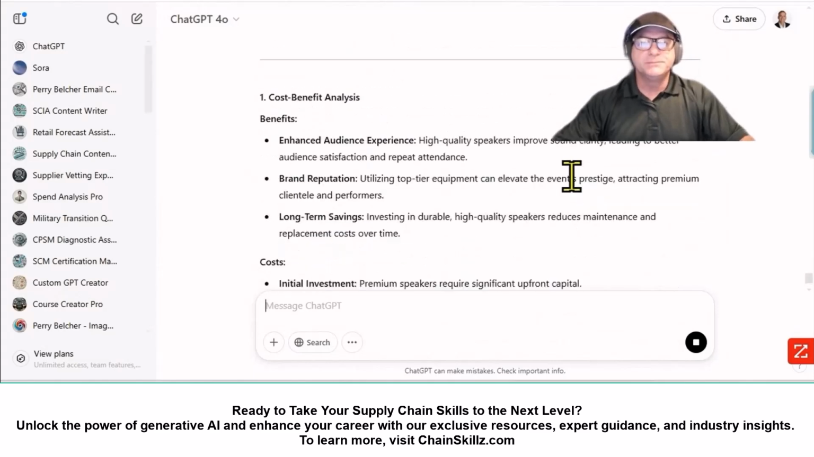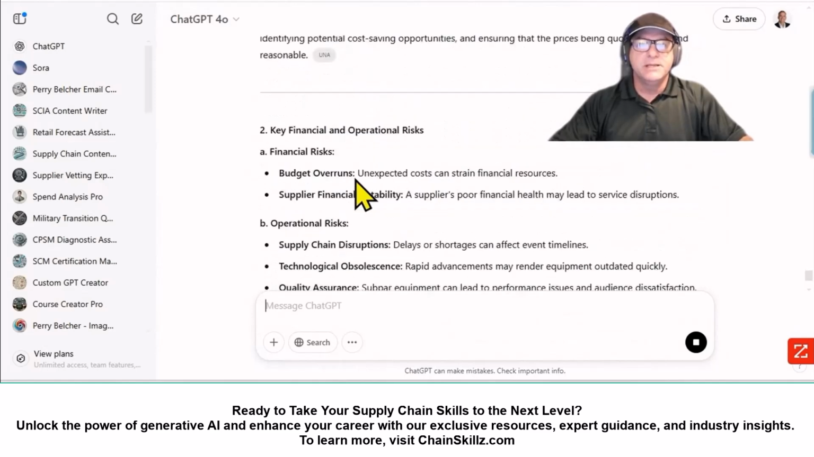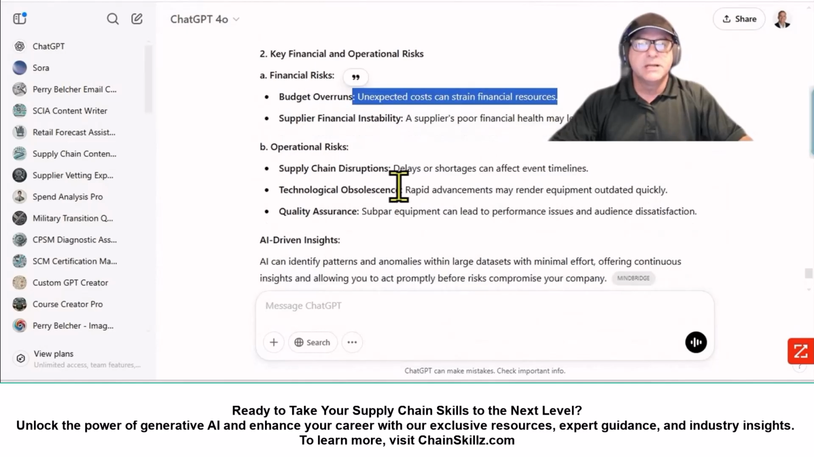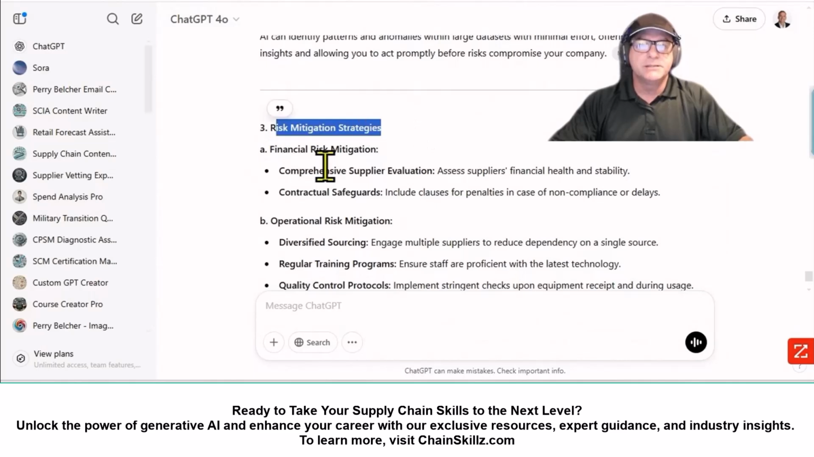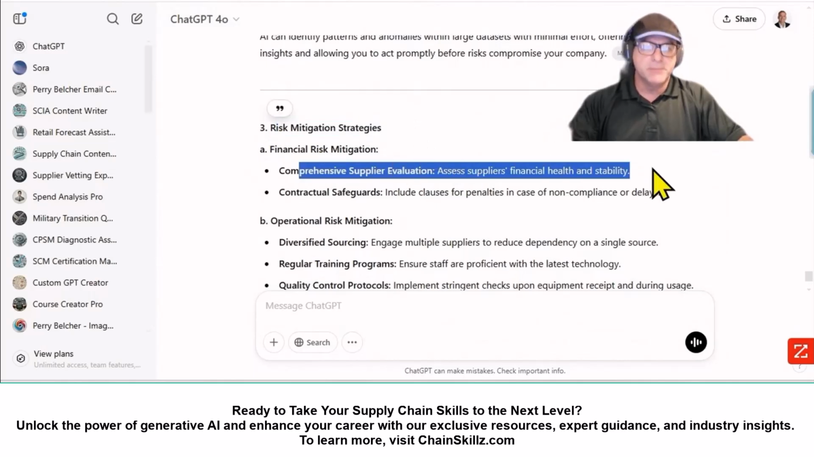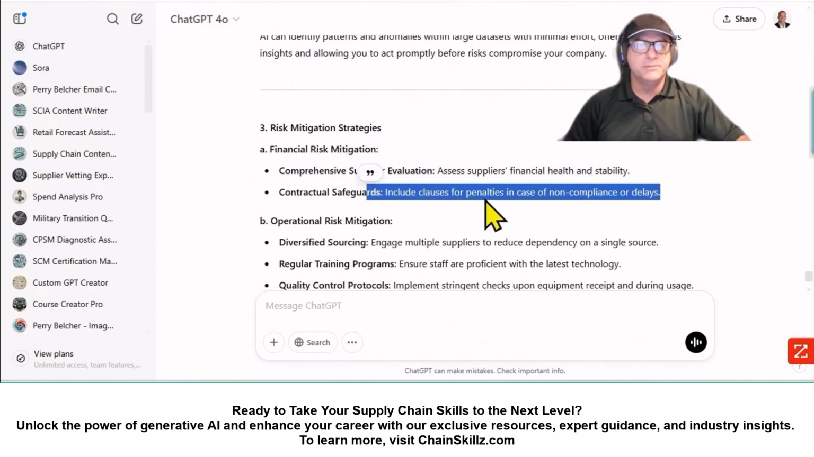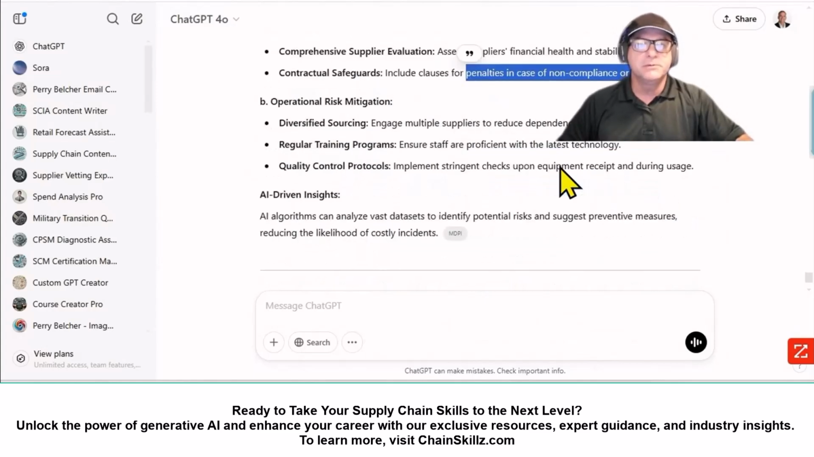Okay. Benefits, bandwidth, long-term savings, cost, initial investment, right? Key financials, budget overruns, operational risks, risk mitigation strategies, comprehensive supplier evaluation, right? Make sure the suppliers are good to go. Contracts, penalties. I love penalties. For non-compliance or delays, right? Lack of payment. You don't do what you said you're going to do, we're going to get you.